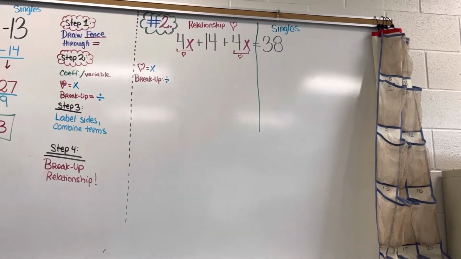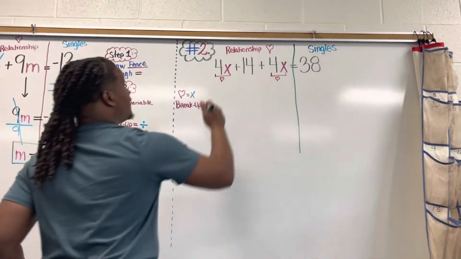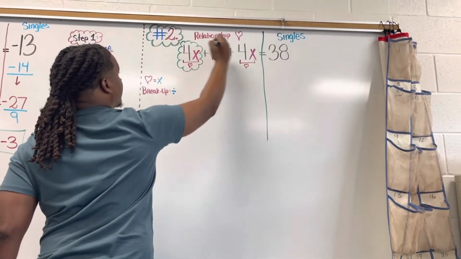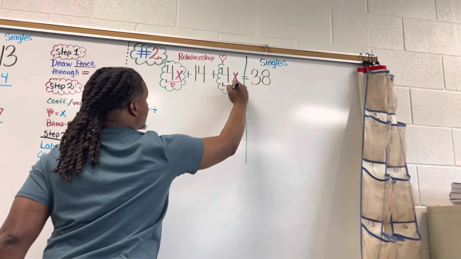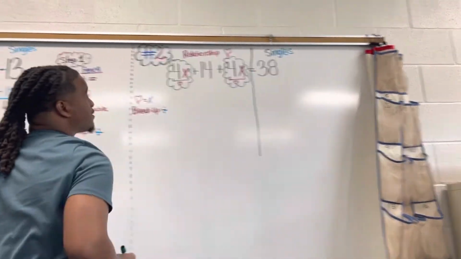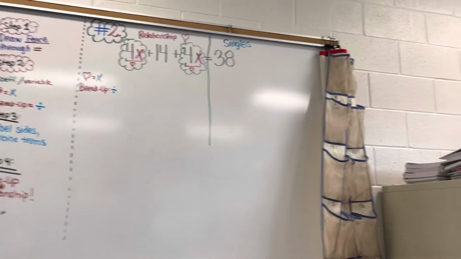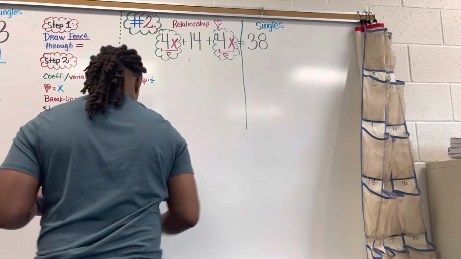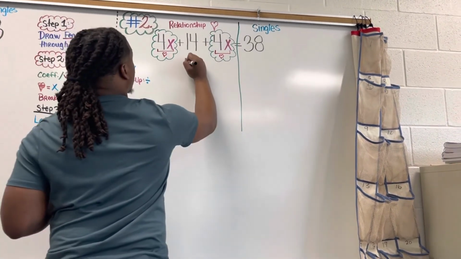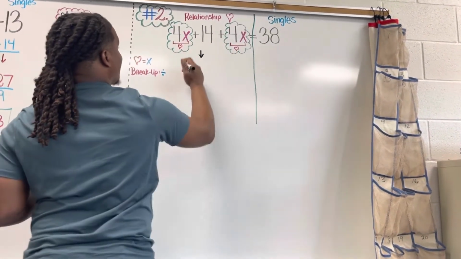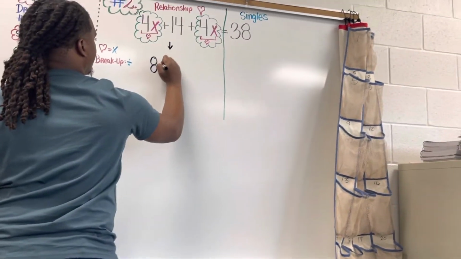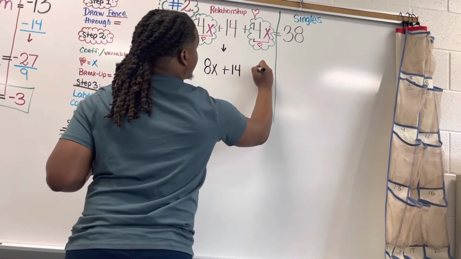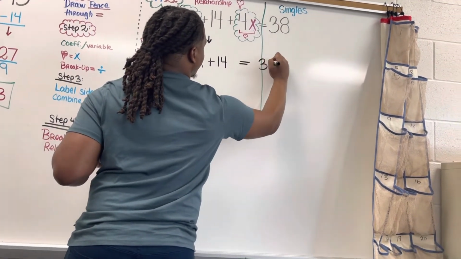Like terms. 4x, or 4 times x to the first power, and 4x, which is 4 times x to the first power. They are like terms. So I have to combine those terms together. Let's go ahead and combine those terms together. So now I have 4x plus 4x is 8x. So now we have 8x plus 14 equals 38.